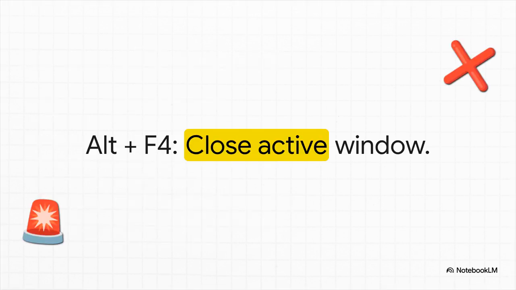And then, there's Alt plus F4. Think of this as your ultimate panic button. Hitting Alt plus F4 instantly shuts down whatever active window is currently on your screen. It's quick, it's definitive, and it's just a fantastic tool to have in your back pocket when you need to immediately close out of a program.